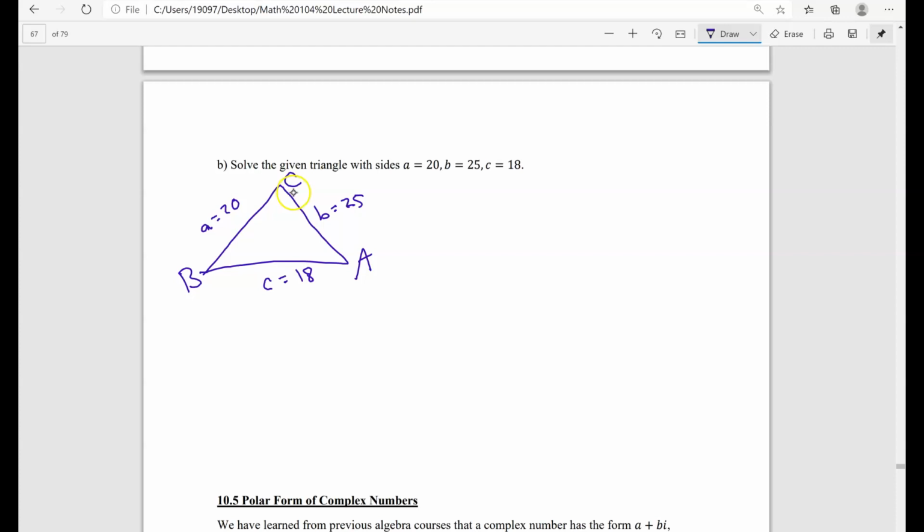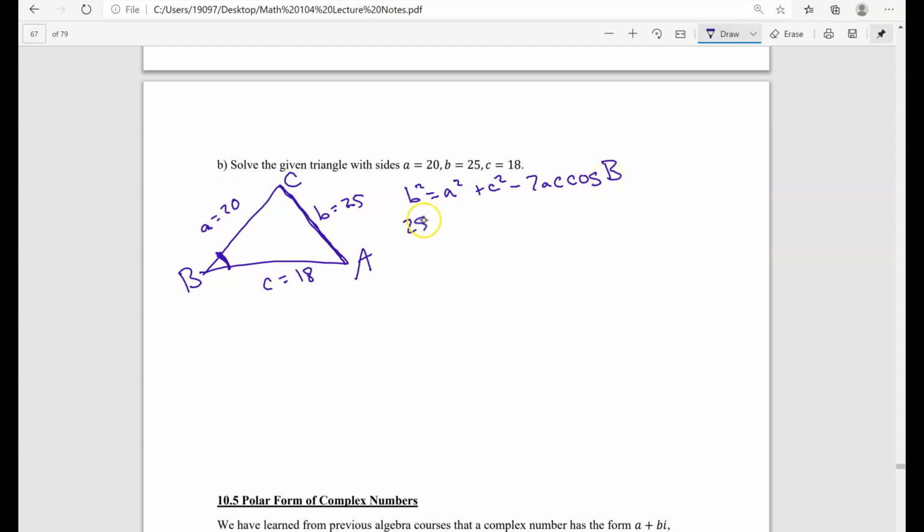The largest one seems to be B. So B is the larger, so let's solve for this angle B. I'm going to use B squared is equal to A squared plus C squared minus 2AC cosine of big B. All right, so now let's plug it in.